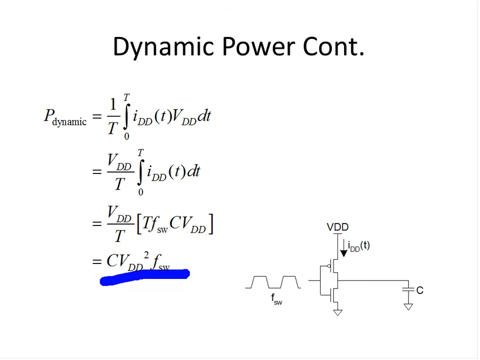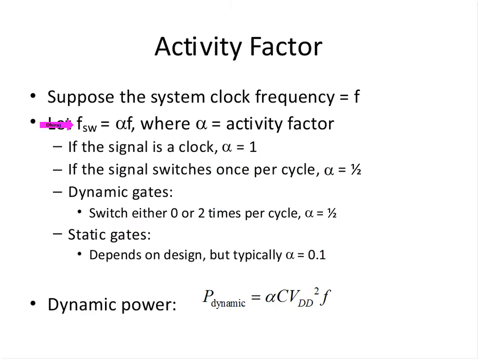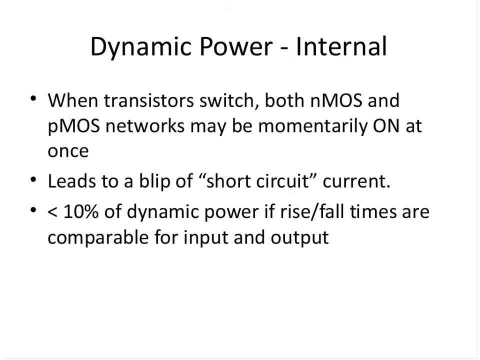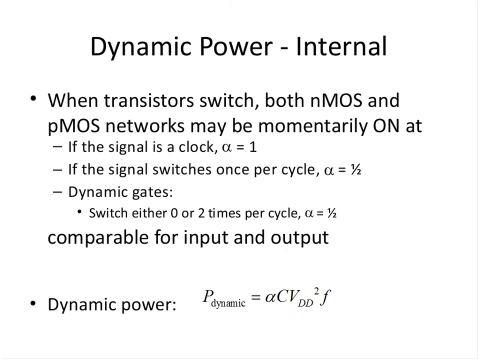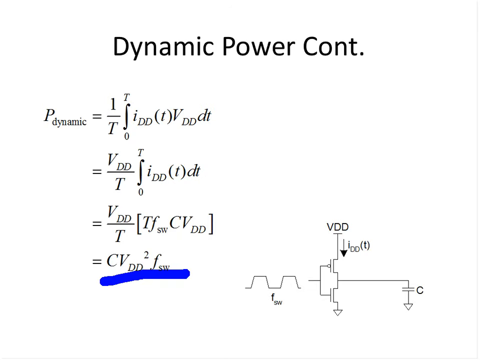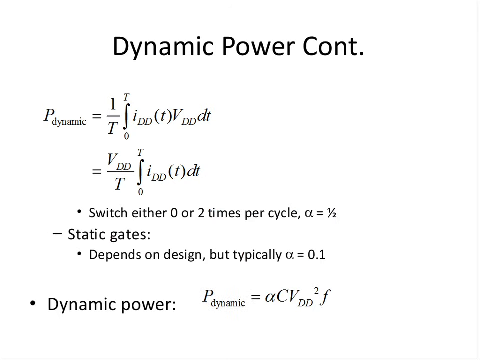This short circuit current is small for one device, but consider hundreds of thousands of devices in a chip switching state. For a big chip, this kind of short circuit power becomes significant. If the rise and fall times are comparable for input and output, and for faster frequency, typically this would be less than 10% of dynamic power. So the internal power is less prominent than the power based on switching activity, which is the switching power.